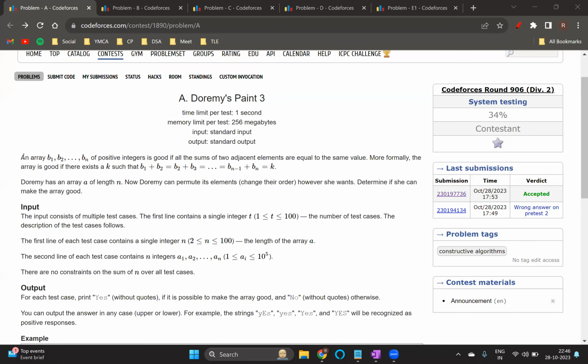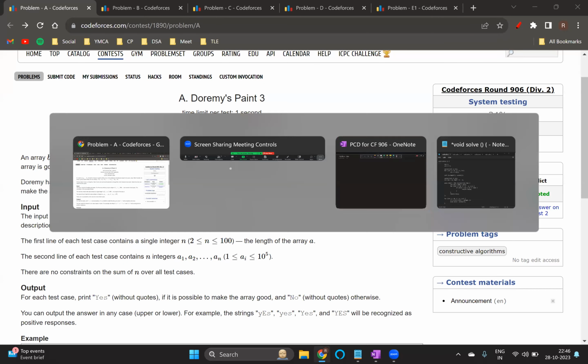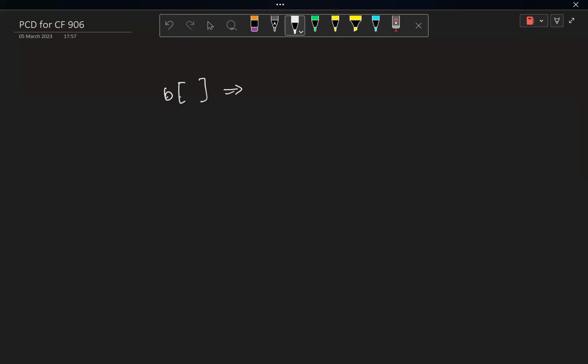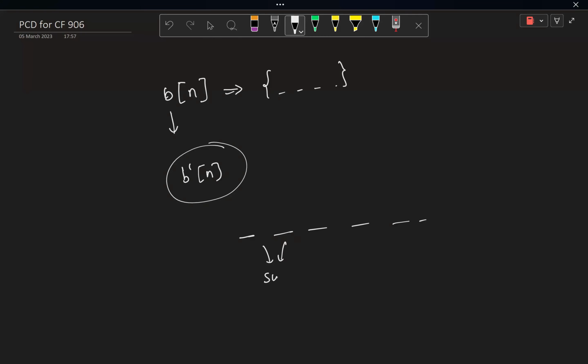The problem says that we would be given an array of size n and we can permute this in any way. So, yeah, the problem is that we would be given an array b of length n. There can be any elements here, and then we can permute it. So just any permutation of this array B, let's say the new permutation is B dash, and we have to tell if it is possible to form a B dash where for every two adjacent elements, the sum of every two adjacent elements is same.